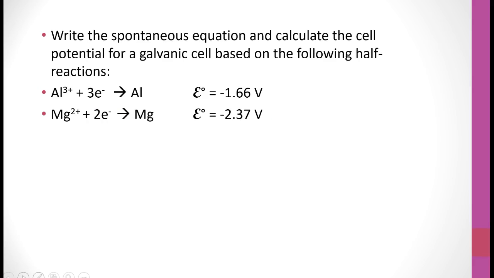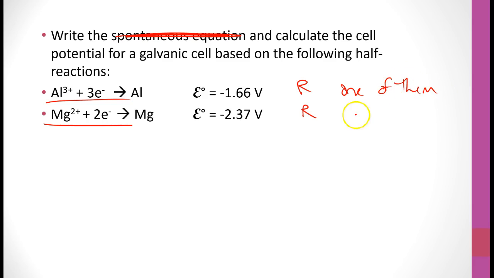Okay. So now I'm just going to show you this one. So write the spontaneous equation. We're not going to do that part because we haven't done balancing yet. But I want you to calculate the cell potential for a galvanic cell based on the following half reactions. Now if you notice, they're both gaining electrons, reduced and reduced. One of them has to be oxidized. And in order to be spontaneous, that means the cell potential, when I add those numbers together, has to be greater than 0. So one of them has to turn around.